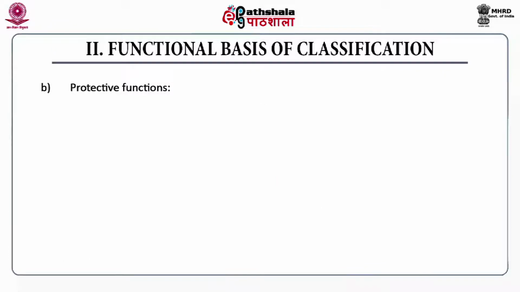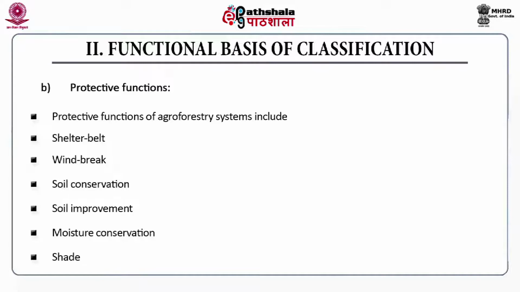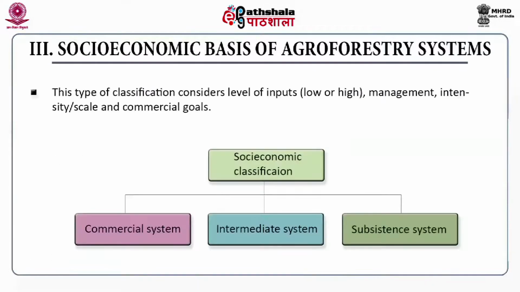The second function is protective function, that means to provide protection. Protective functions of agroforestry systems include shelter belt, windbreaks, conservation of soil, improvement of soil, conservation of moisture and shade provision. Third classification is socio-economic basis of agroforestry system.